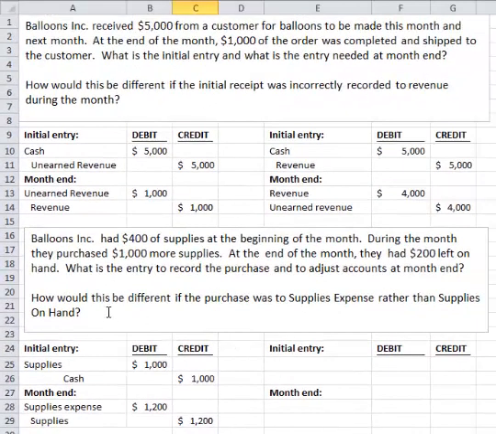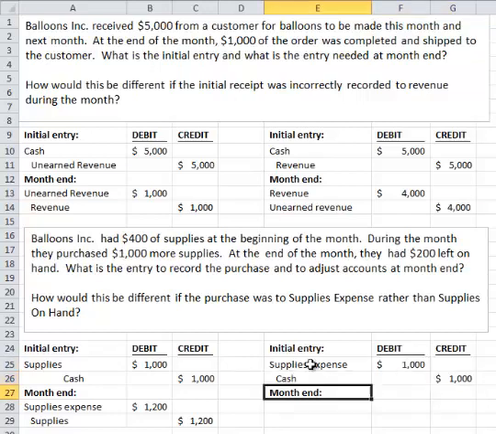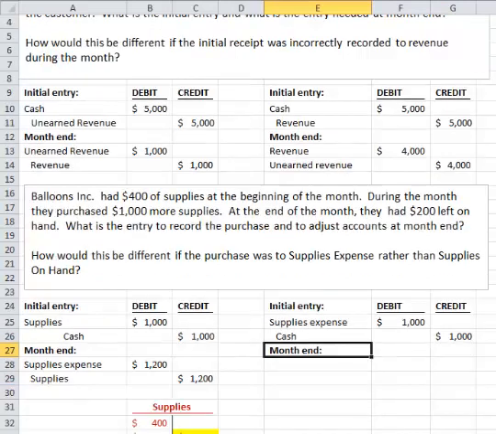What about the second hand? Would this be different if the purchase of supplies was booked to supplies expense rather than supplies on hand? So what if the entry had looked like this when they bought the supplies? And then cash. Now what adjusting entry would you need?